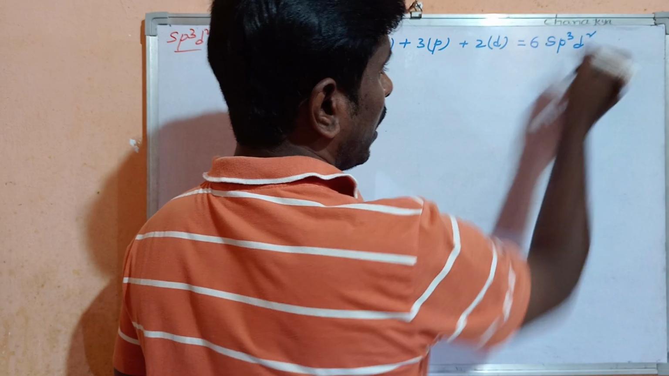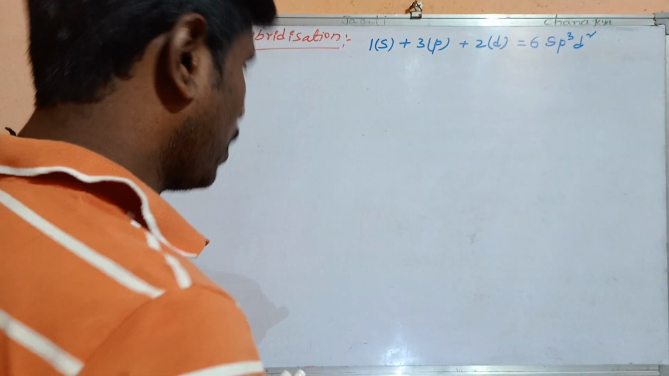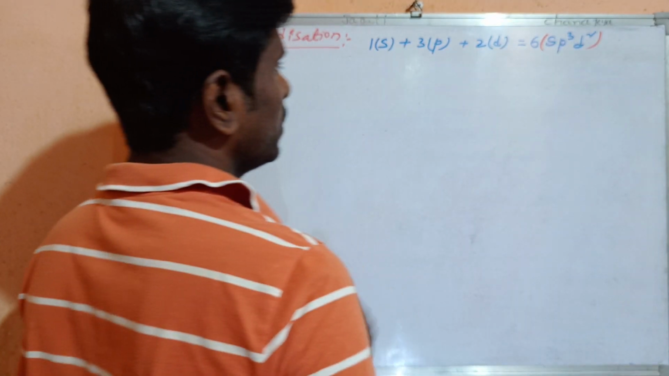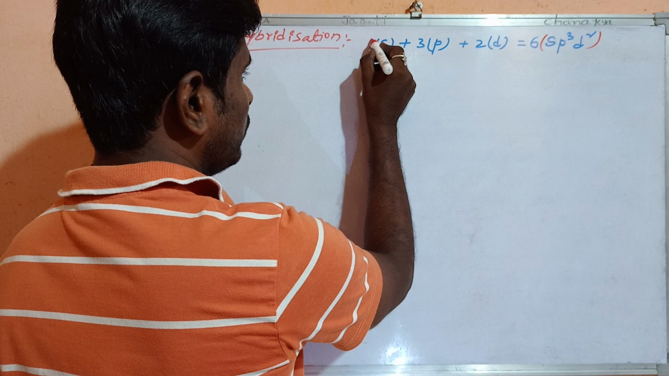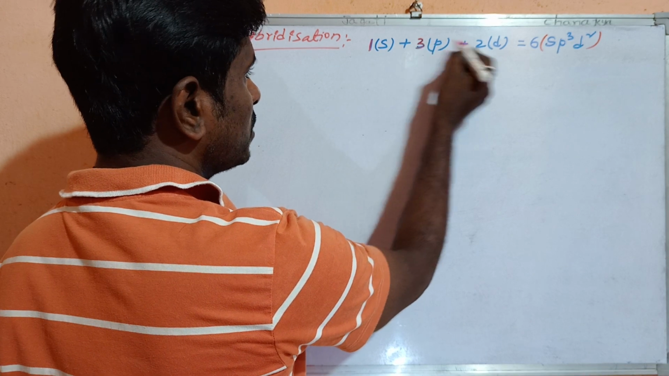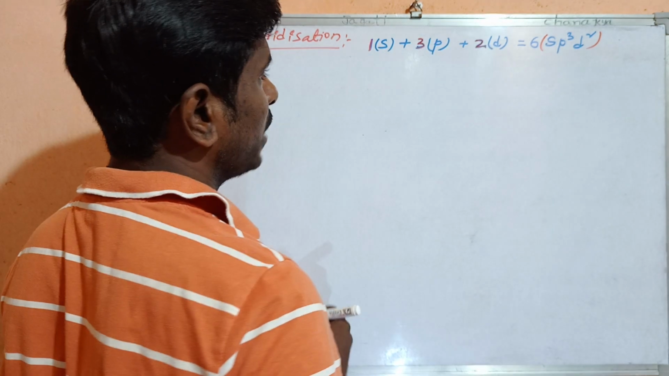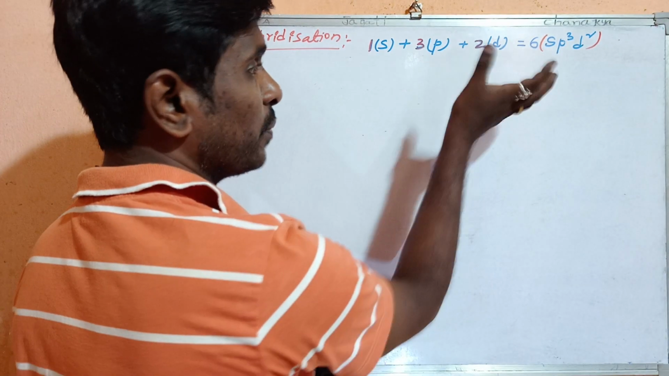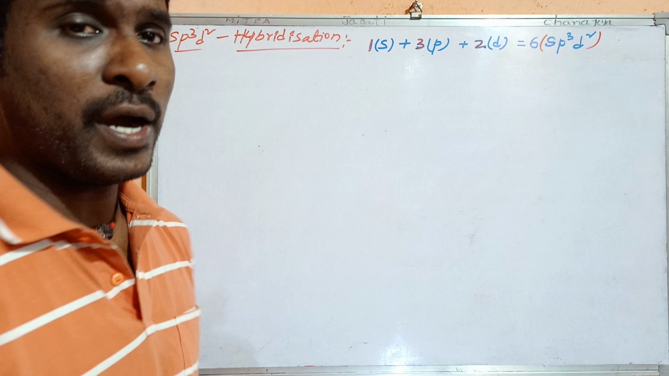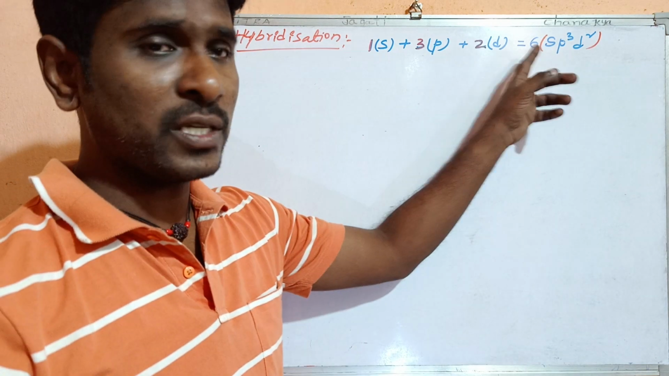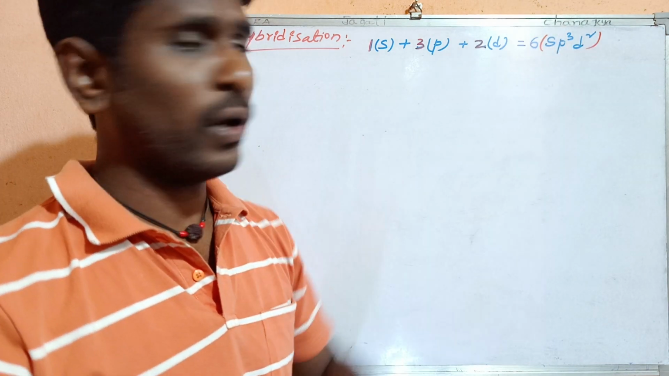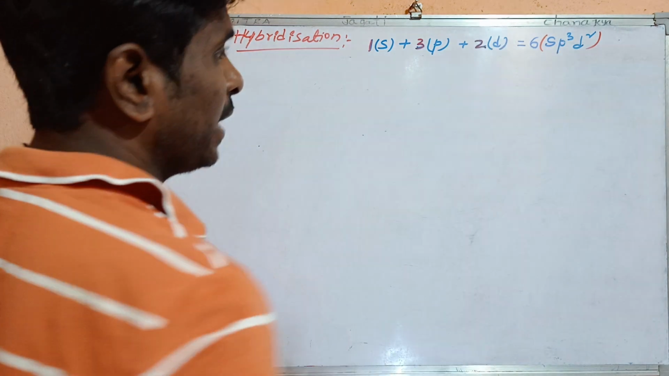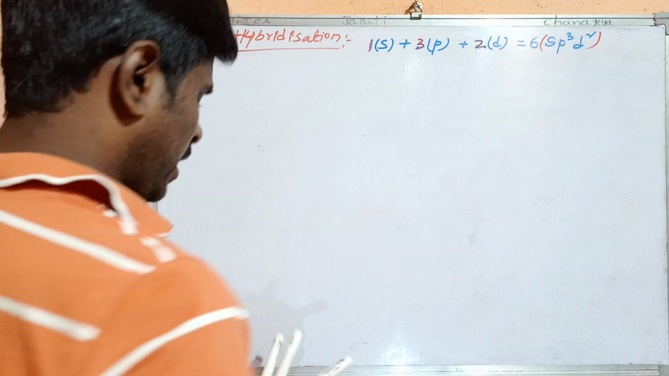Six sp3d2 hybridized orbitals are formed. So one s orbital, three p orbitals and two d orbitals are involved in the hybridization. Now these six atomic orbitals intermix with each other to form identical hybridized orbitals, six sp3d2 orbitals. Okay, this is the sp3d2 hybridization.